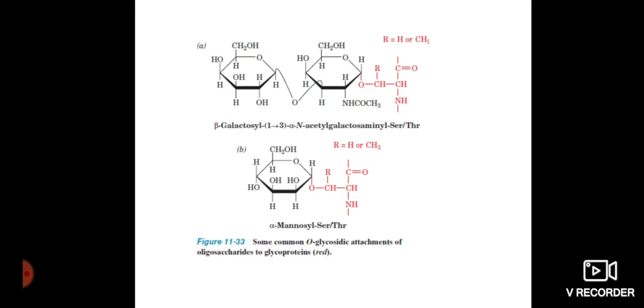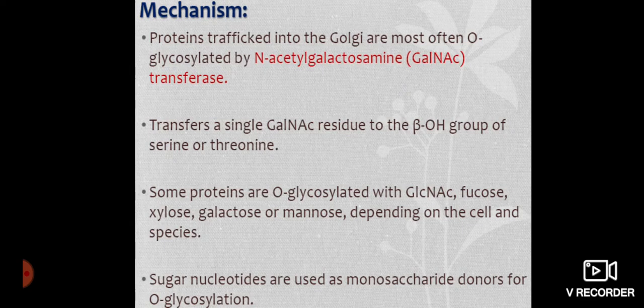You can see this is one type of glycosidic bond. There, upper, you can see it is the beta galactosyl 1,3 N-acetyl glucosamine serine threonine, that is one type. Another way is alpha mannosyl serine threonine, that is another type of glycosidic bond, which will happen with the help of, sorry, with the help of two different enzymes.